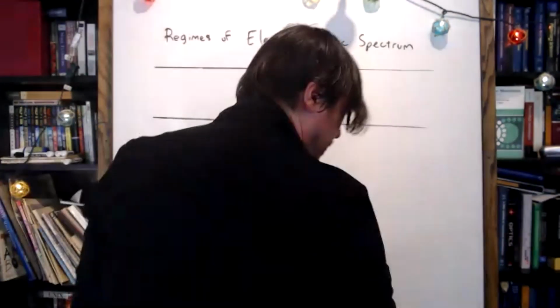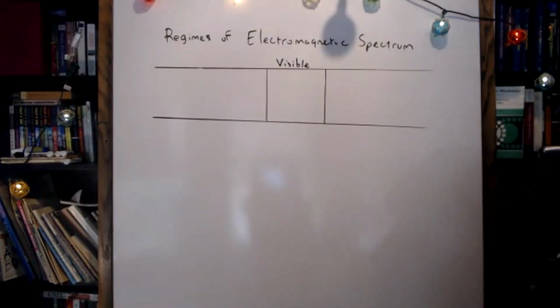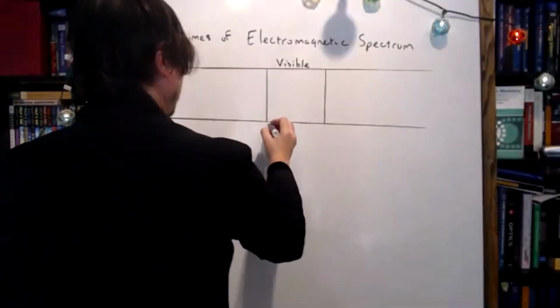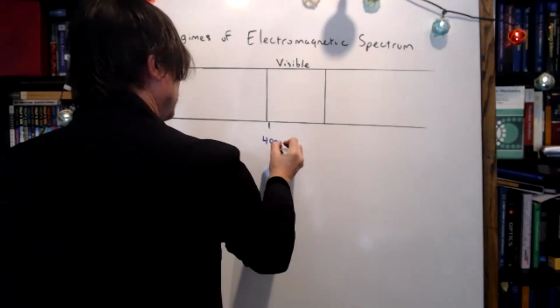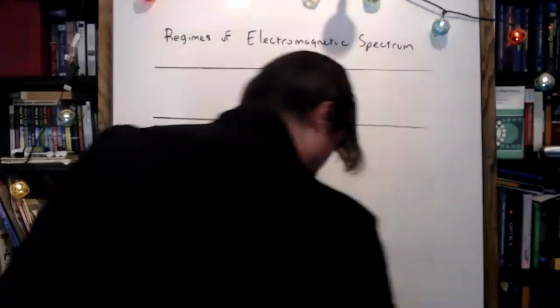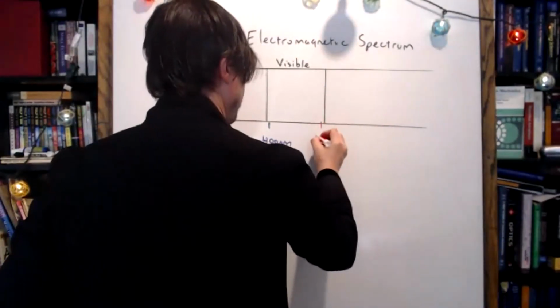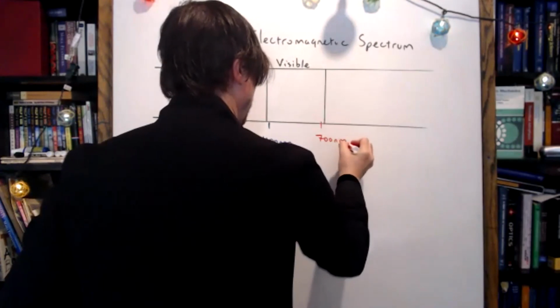Visible goes from, let's see what I got for colors here today. I think I have a purple somewhere. Yeah. It goes from 400 nanometers on the left to 700 nanometers on the right, okay?